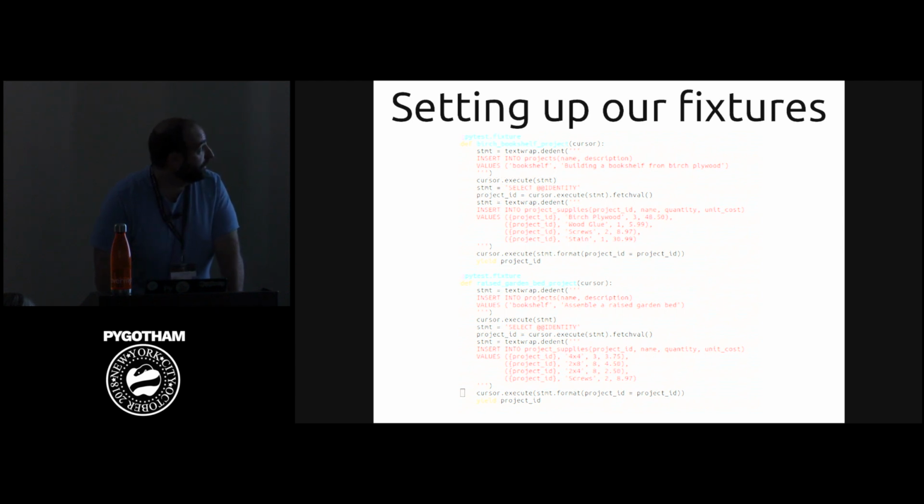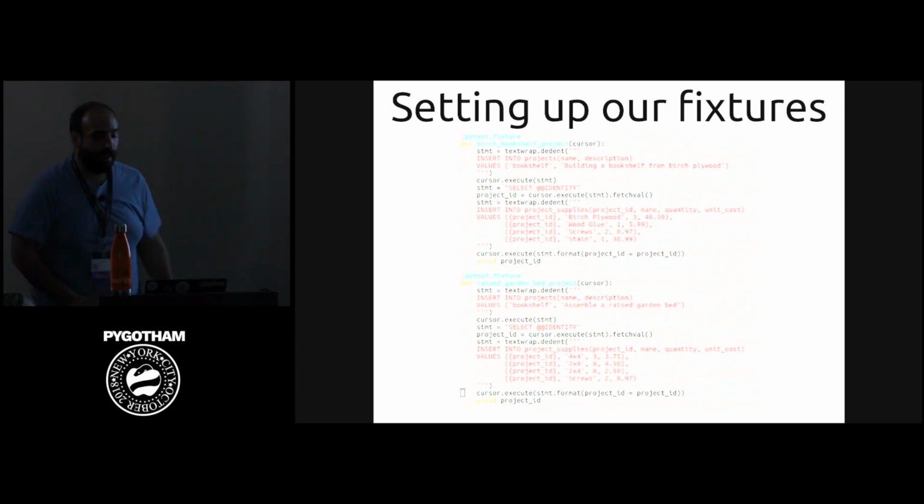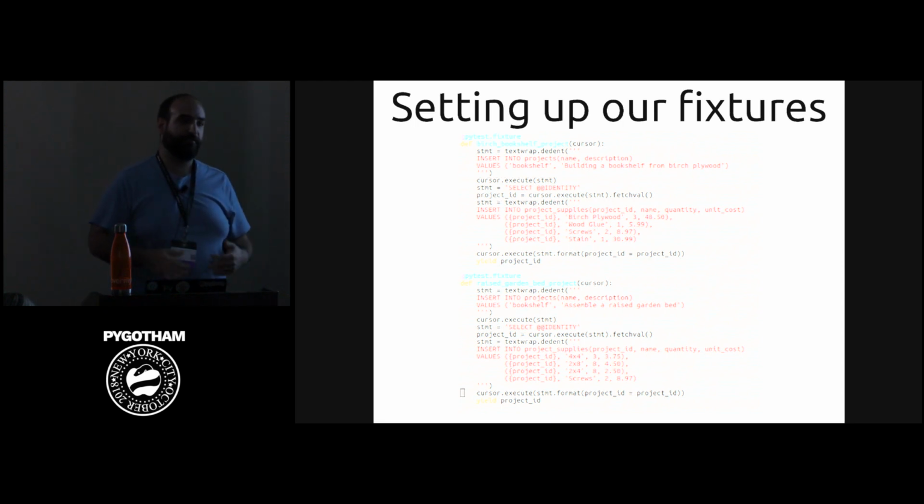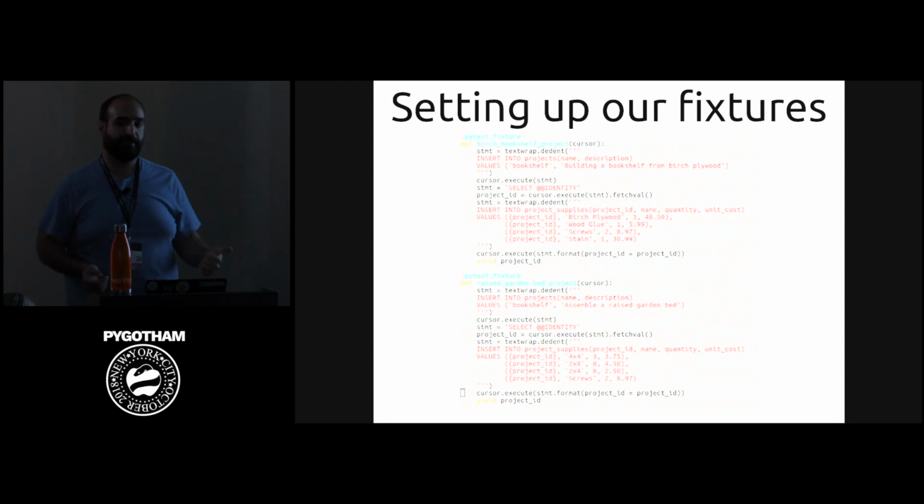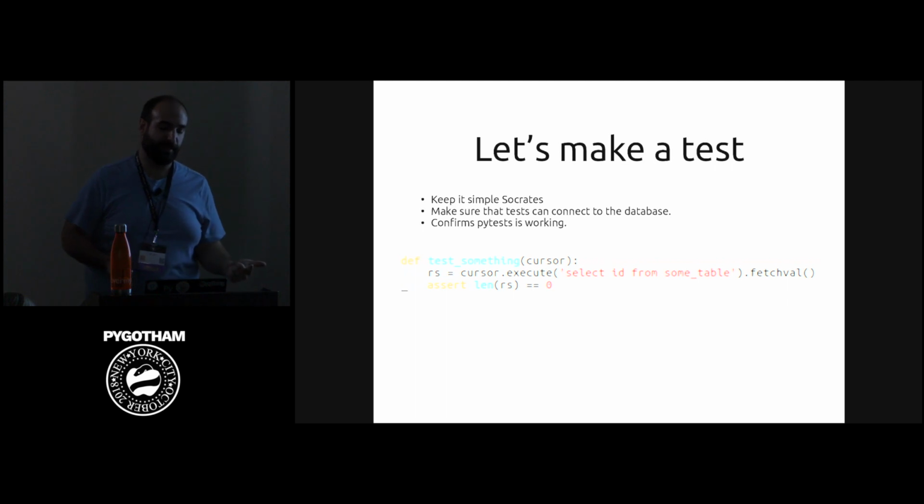Another thing to notice, we're yielding the project IDs because usually when you run your test, you're probably going to use those IDs in your test to verify various things. So now let's actually make a test to test this database. I usually make my first test really simple, just to verify that I can connect to the database and that PyTest is running how I want it to be running. In this case, all this test is doing is checking that a table exists and that I can query something from it. That's it. Nothing too complicated.